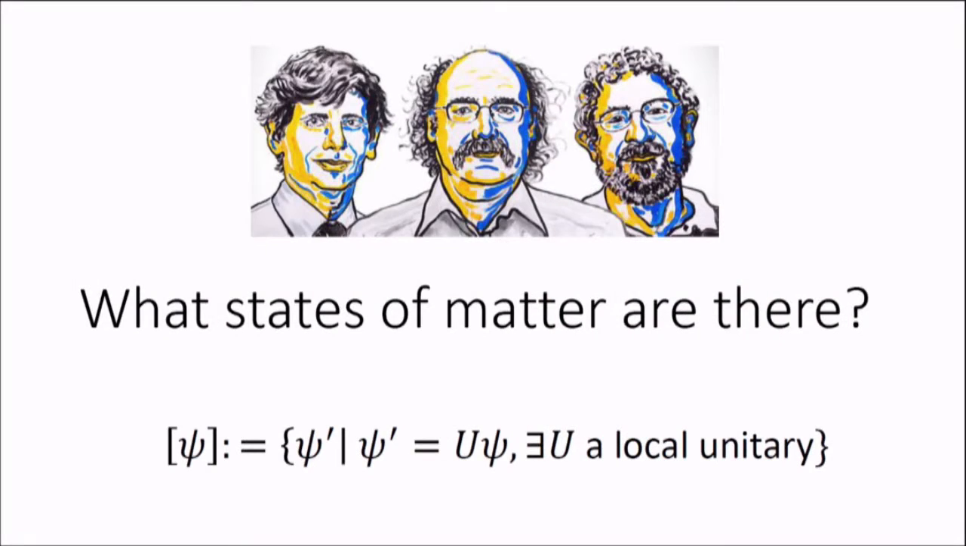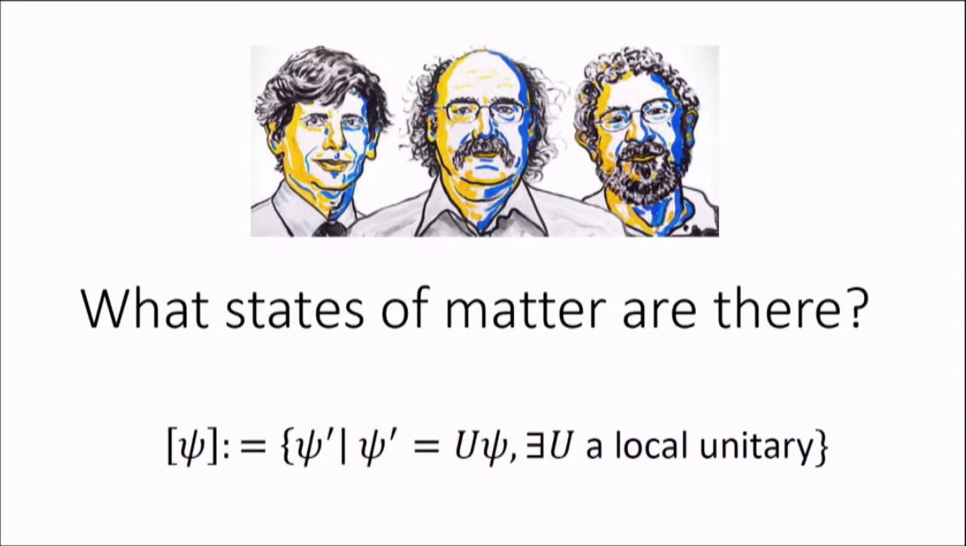So the fundamental question of all this, which should also be interesting to people in quantum information, is a classification of states problem. You can phrase it as a Hamiltonian problem, but here I'll stick to the state formulation. The question is really: what states of matter can there possibly be? I think this line is ripped directly from the Nobel Prize announcement.